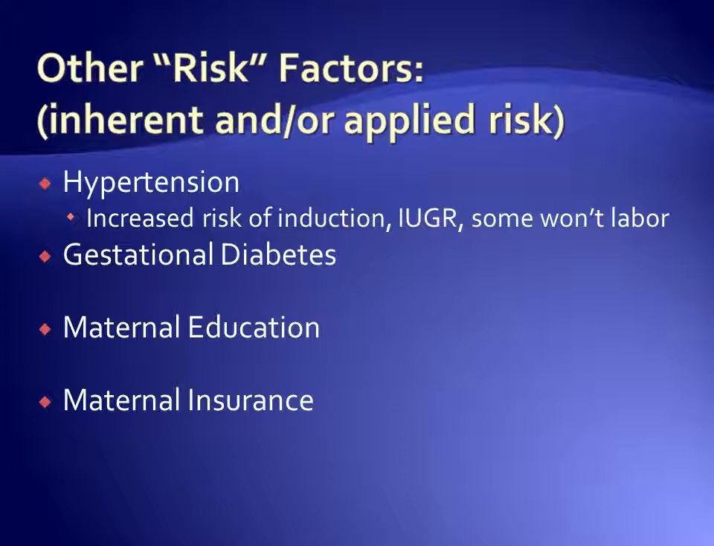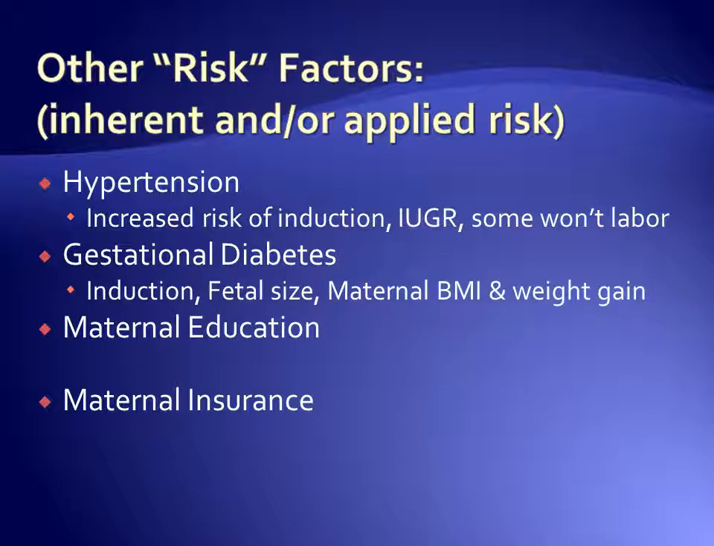Hypertension comes with an increase in inherent risk through induction of labor, fetal size smaller than 2,900 grams, and pre-labor cesarean birth. Gestational diabetes comes with an increase in inherent risk due to both maternal and fetal factors, as well as the risk of induction.